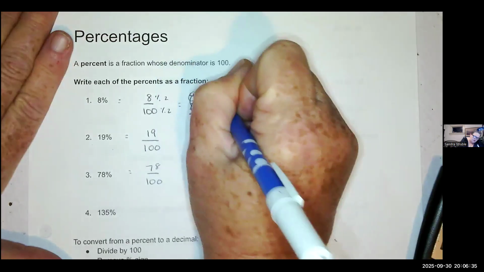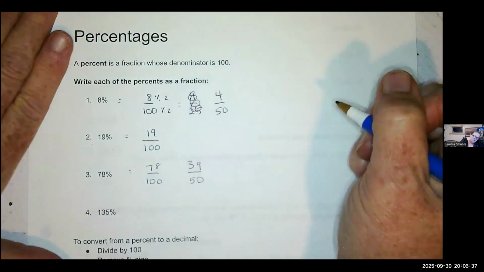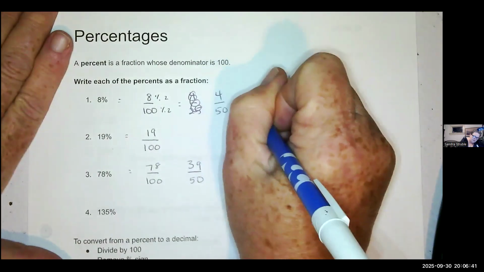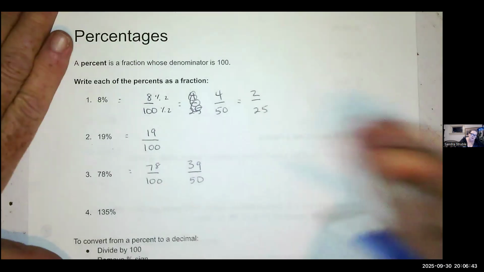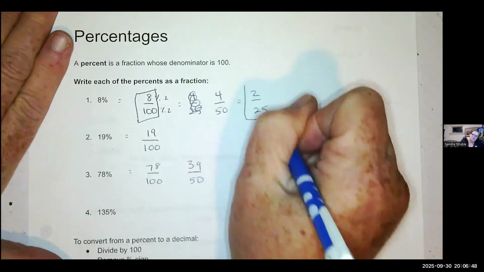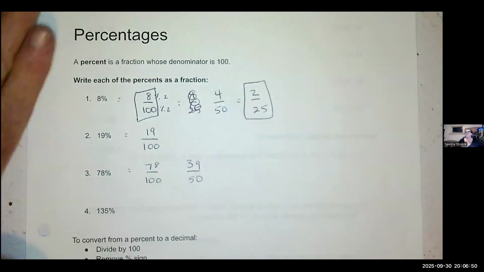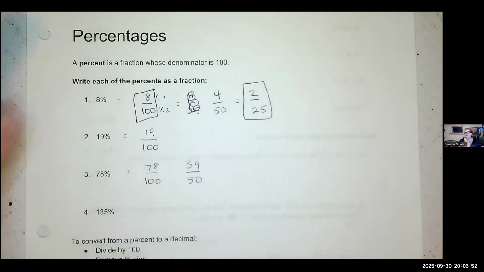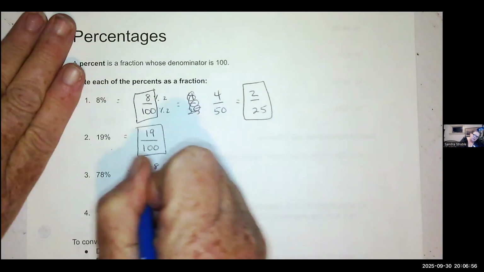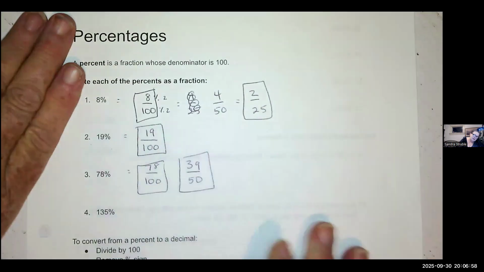So this is 39 over 50, which I would accept. I would even accept 78 over 100. It just needs to be, if you're already reducing, just keep going. The 19 over 100 looks great. Either one of these are acceptable. The big thing is the percent sign is gone.